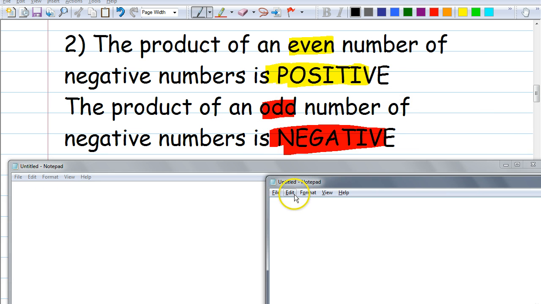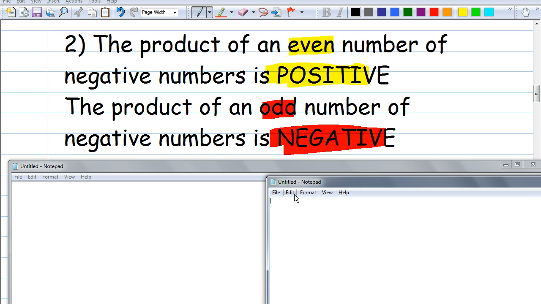So just like the first part of the rule, it had two parts, this one too. Now, how come we don't talk about all positive numbers? Why do we only talk about an even number of negative numbers and an odd number of negative numbers? How come we don't talk about positive numbers? Samuel? Because no matter what, positive multiplied by positive. Exactly. No matter what, positive times positive is always positive. So we don't even talk about that.